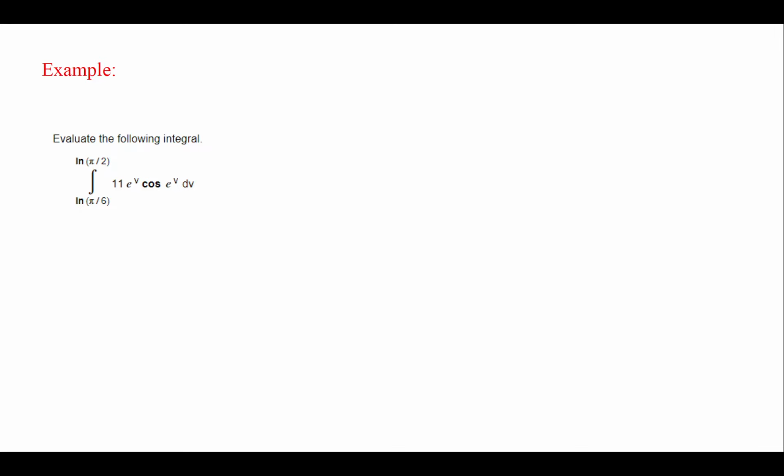Sometimes the problem might be a definite integral. As you can see, the problem is the integral of e to the power v times cosine of e to the power v. So what we can do, before doing the problem, is keep the limits outside: ln pi over 6 to ln pi over 2, e to the power v cosine e to the power v.